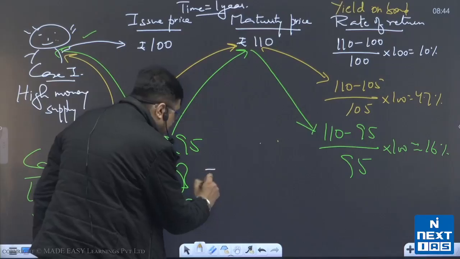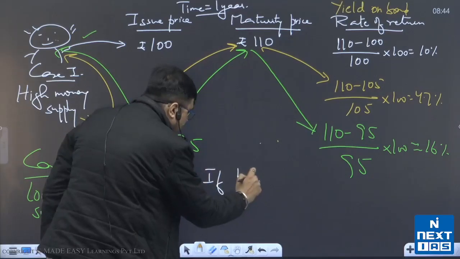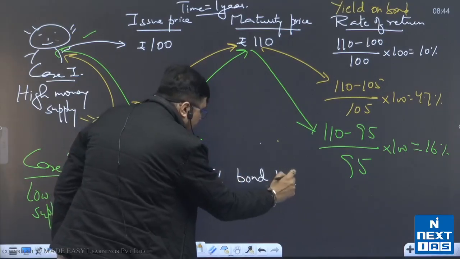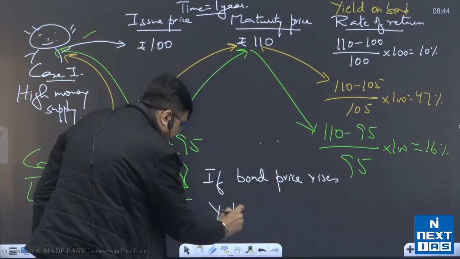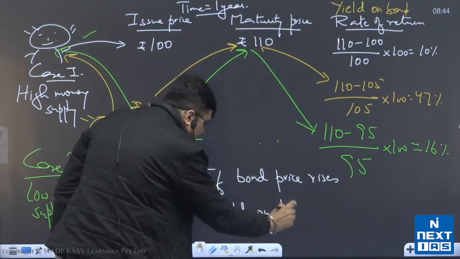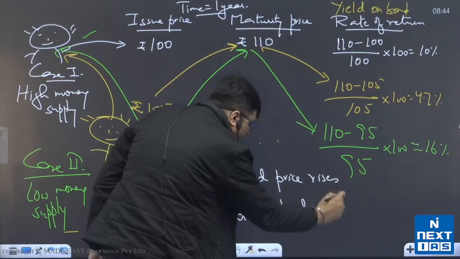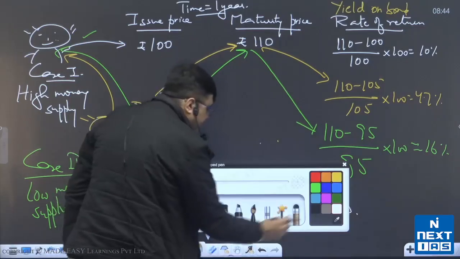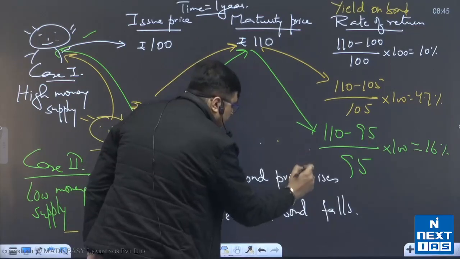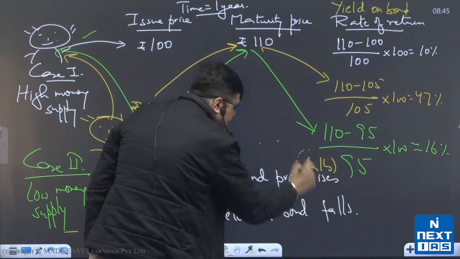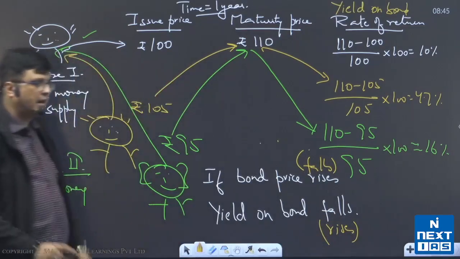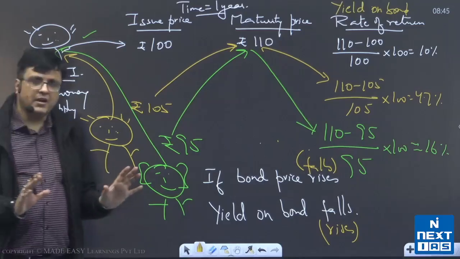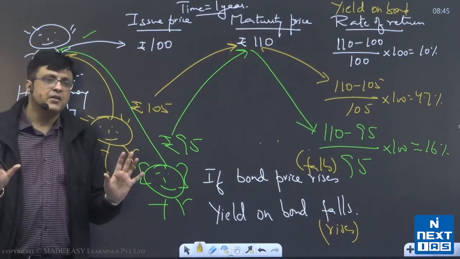I said, if bond price rises, yield on bond falls, and if bond price falls, yield on bond rises. I wrote just that much at the moment. Everybody is clear why that is happening?